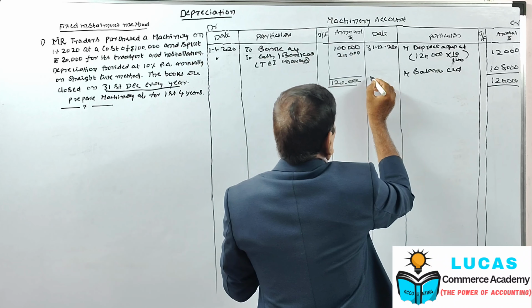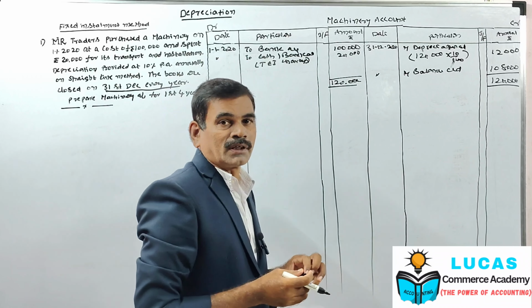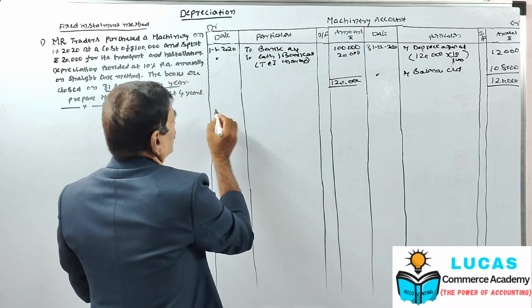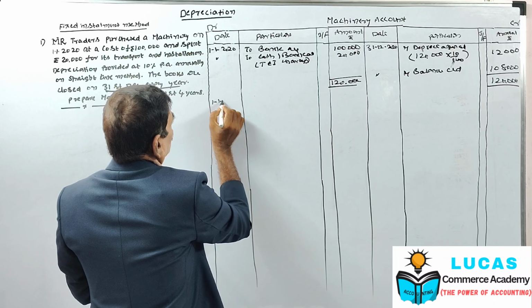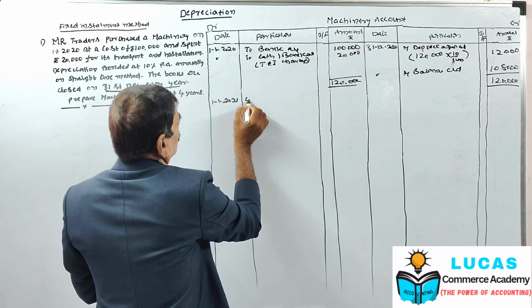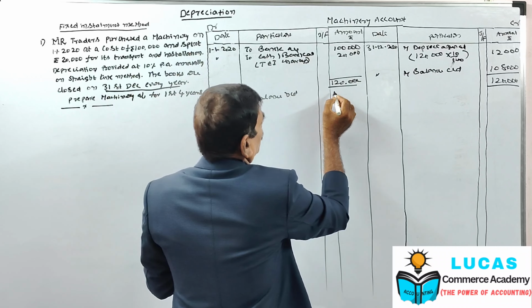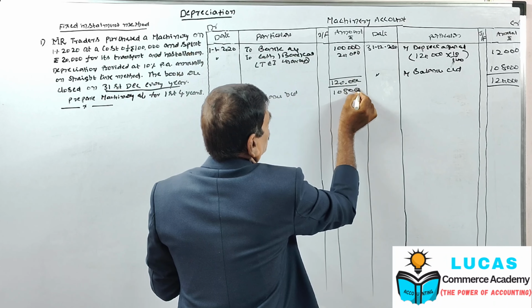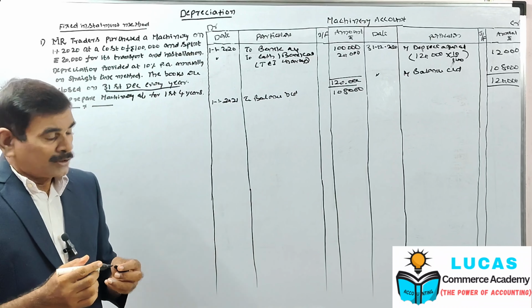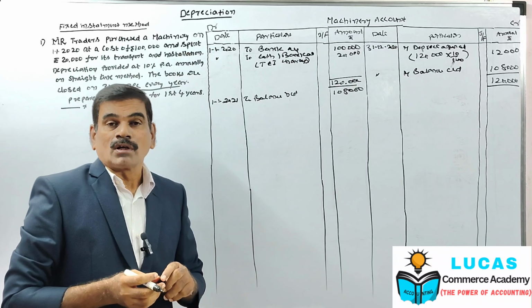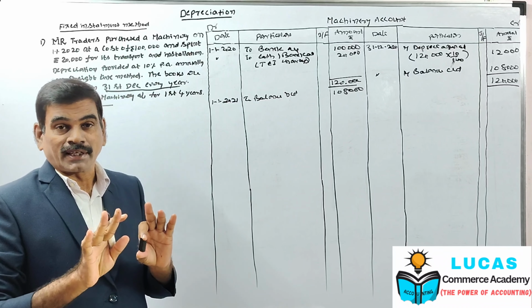So this is by balance C by D on the last day of the accounting year. Then brought forward to next period. That means 1/1/2021 to balance B by D 1,08,000. Okay. So then in 2021, no further transactions take place.